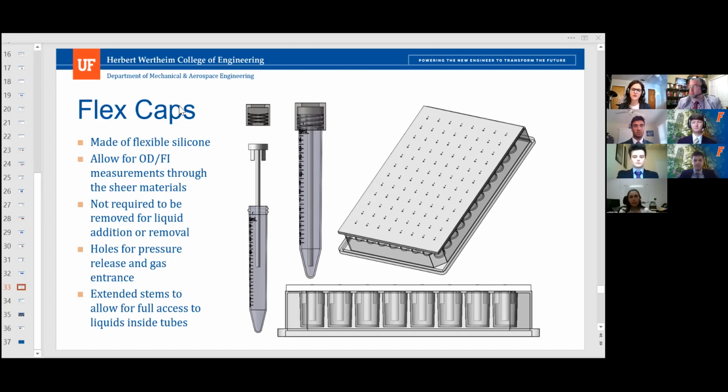To extract fluids, the pipette tip is brought into contact with the cover, and the long stems allow the system to create suction within the vessel to pull the liquid all the way out of the tube, up the stem, and into the pipetting mechanism for disposal or transfer. Small holes exist to the side of the injection and extraction holes to allow for pressure release and gas entrance. Specific flex caps may be designed in order based on the number and sizes of well plates or tubes being added to an experiment.